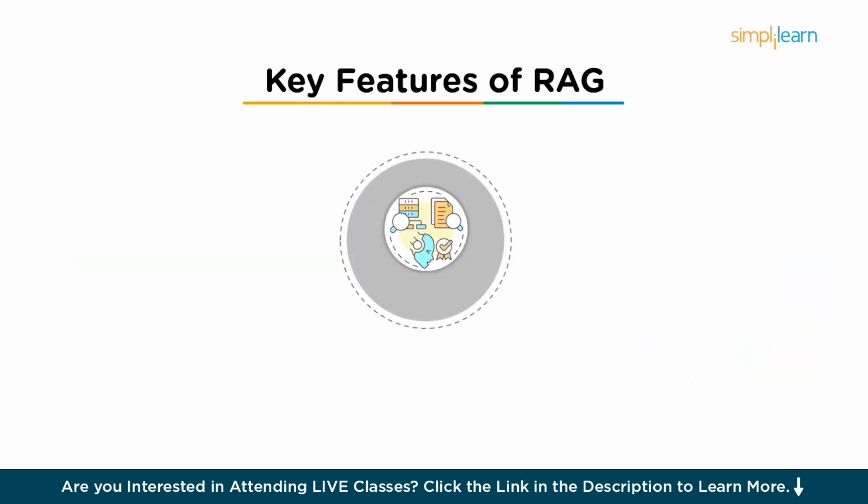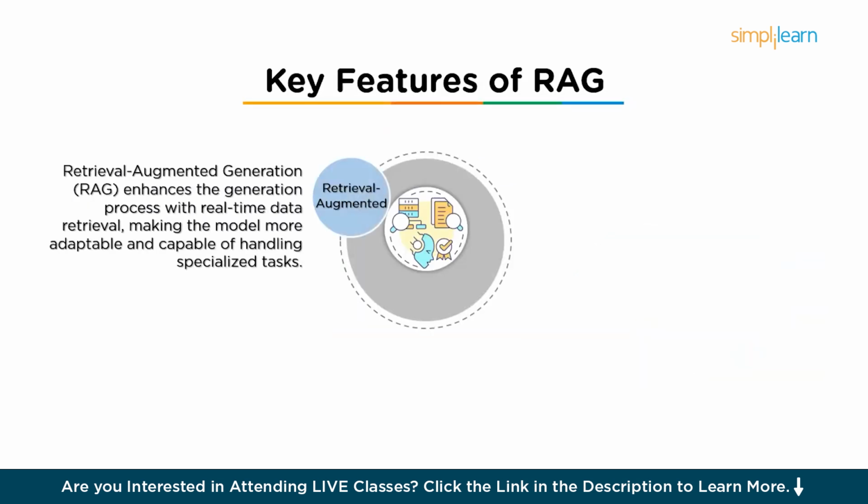So here are the key features of RAG. The first one being retrieval augmented. By augmenting the generation process with retrieved data, RAG enables the model to access external knowledge sources in real time, making it more adaptable and capable of handling more specialized tasks.